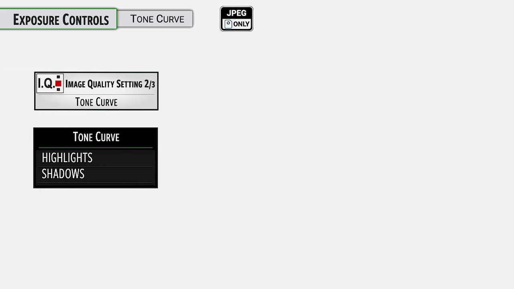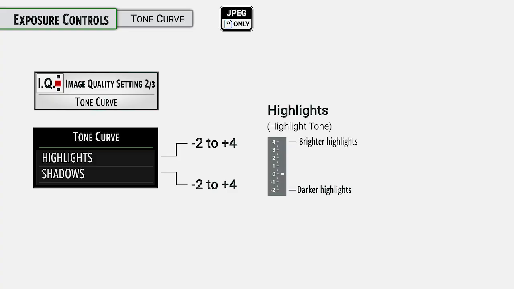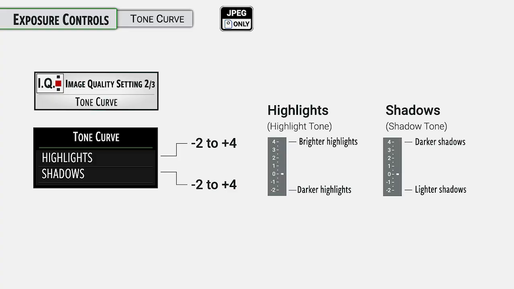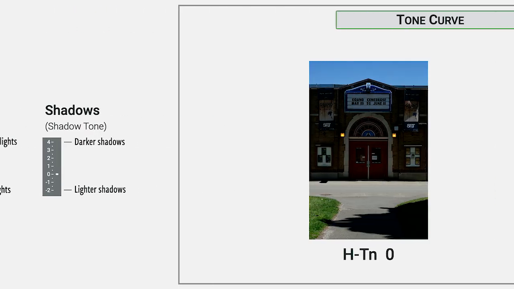All right, let's talk about tone curve. Now, we did mention this in an earlier section, and this is where you can adjust the highlights and the shadows independently. So it's not just straight contrast, more contrast. You get to decide whether the highlights are brighter or darker, and the same thing with the shadows. And so you can go in here and individually control these settings.